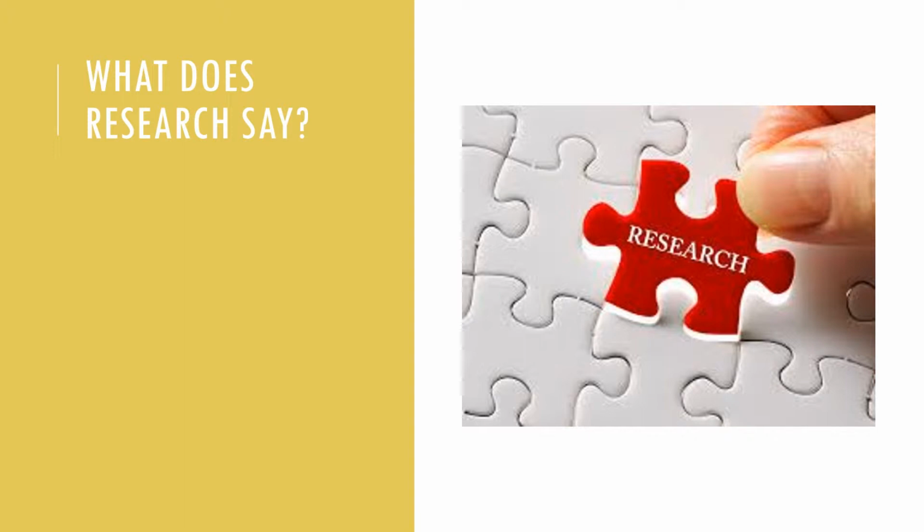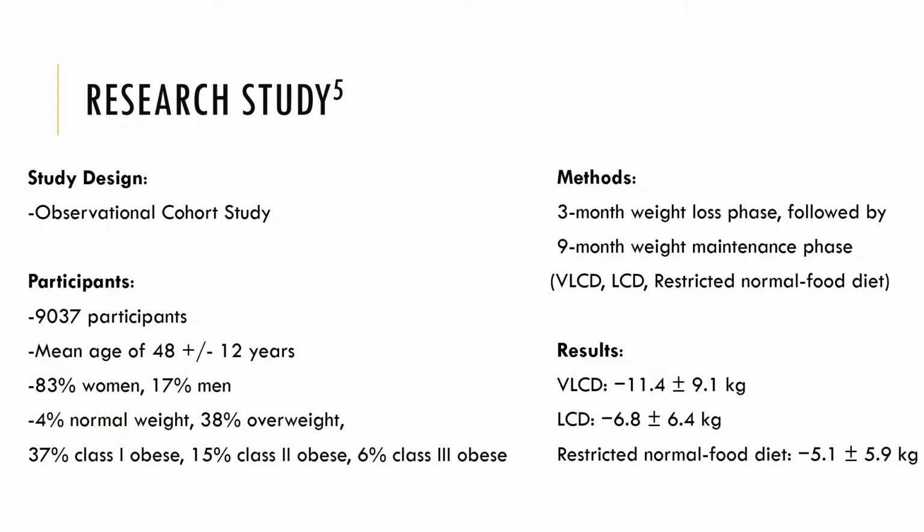So what does the research say? It's important to discuss what research has shown, and I will explain one study done with this weight loss method. This study had a design of observational cohort. There were 9,037 participants, ages 48 plus or minus 12 years. Most of these were women, and only 17% were men. The classifications of weight are listed below, and most of these participants were overweight or obese.